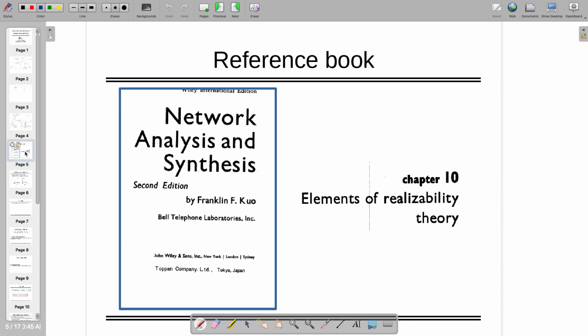Okay. So same book I'm following, Franklin Kuo. Throughout the semester, there is no other book which is going to be used.